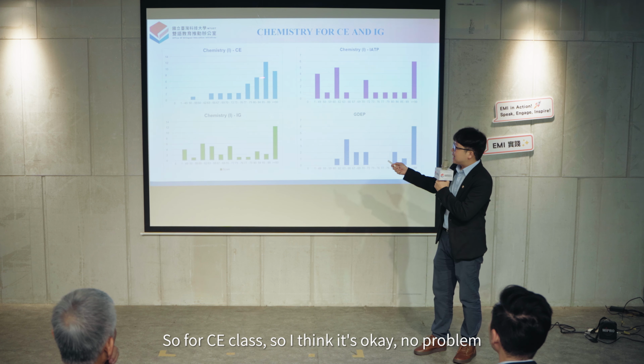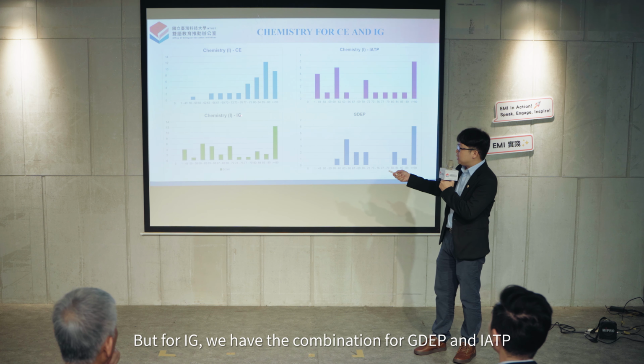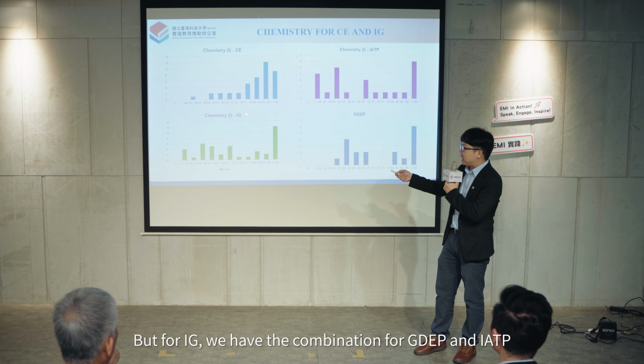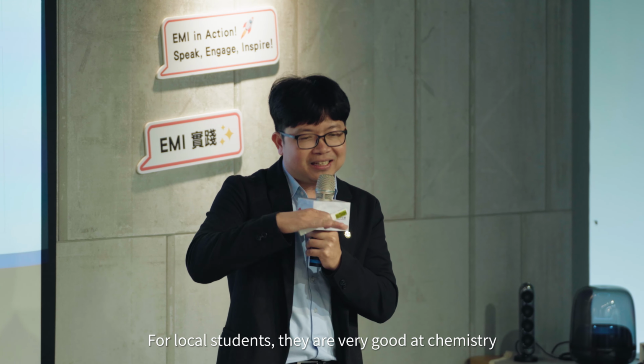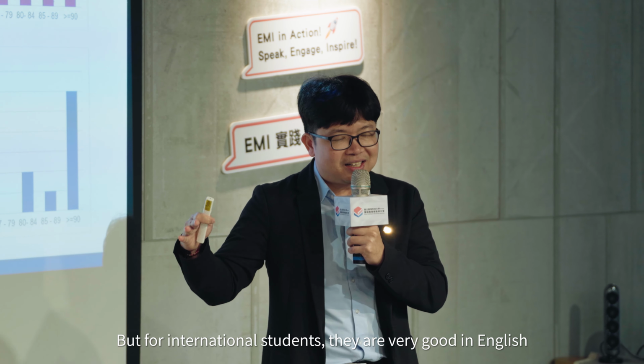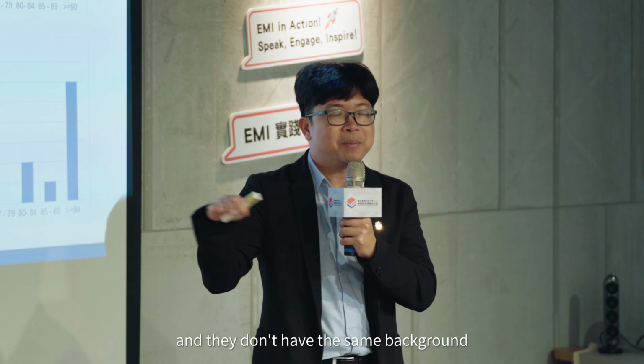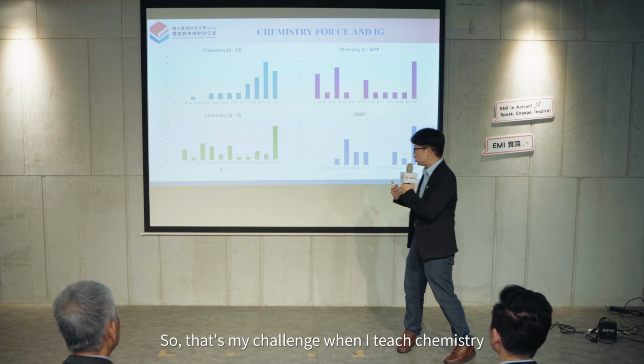For the CE class, I think it's okay, no problem, because they have a similar background. But for IG, we have a combination of GTEP and ITB, international students and local students. Local students are very good at chemistry, but their English ability is not really good. International students are very good in English, but their background may not be good, and they don't have the same background. So that's my challenge when I teach chemistry.